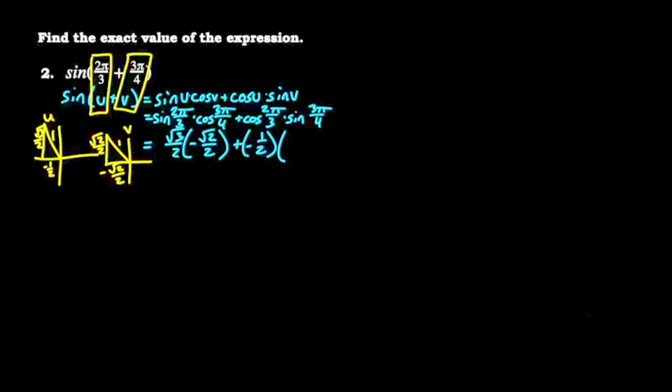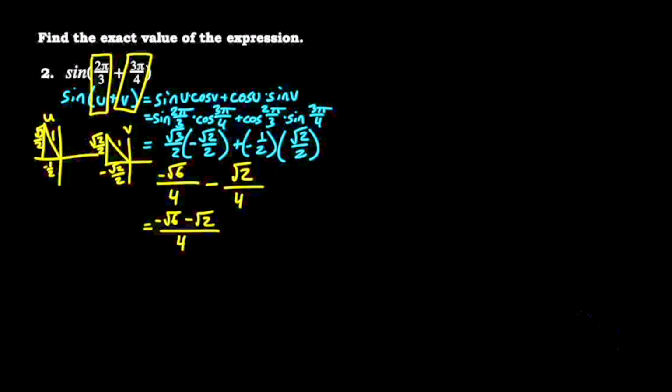And then times the sine of 3 pi over 4, which was the square root of 2 over 2. So here we have the square root of 3 times negative square root of 2, so negative square root of 6 over the bottom, which is 2 times 2 is 4. And then over here, we've got 1 times the square root of 2 on top and 4 on bottom, and this is being subtracted. So this answer is going to be the negative square root of 6 minus the square root of 2 over 4.